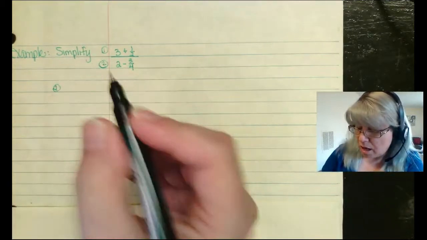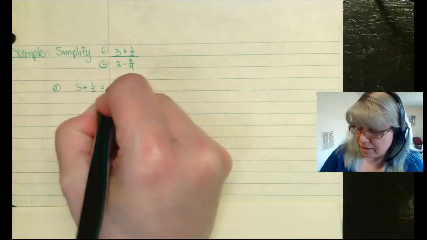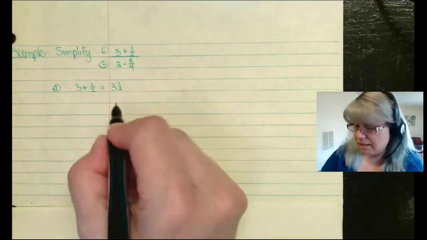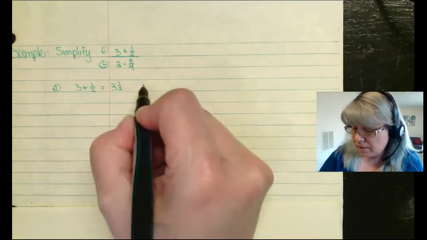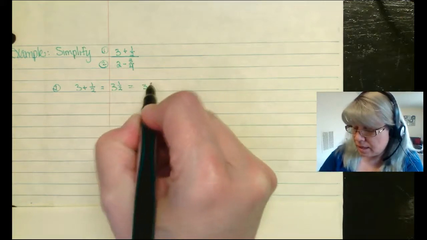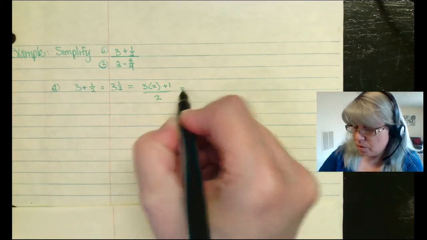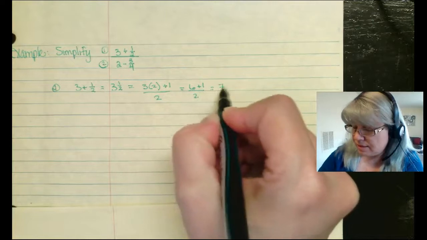For the top, that is 3 plus 1/2 is 3.5. And because I know I'm going to do some more math on this, I'm going to go ahead and change it to an improper fraction. 3 times 2 plus 1 all over 2 will be 6 plus 1 over 2, and that is 7/2.